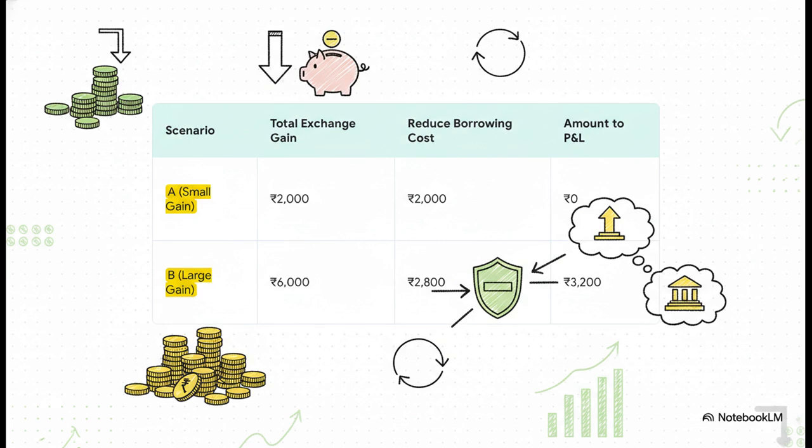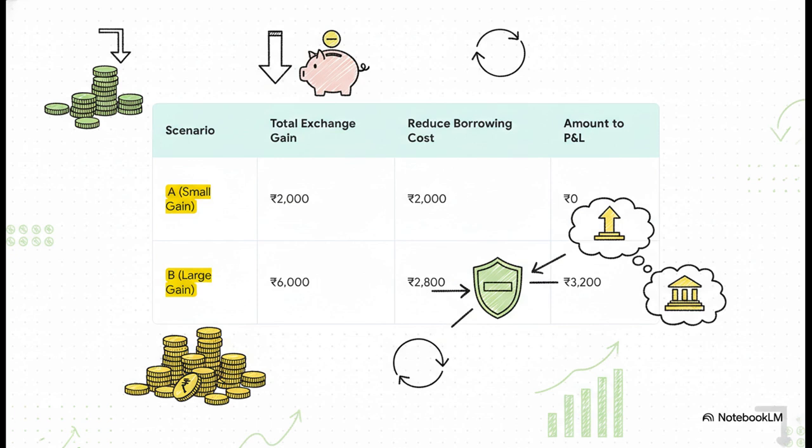But now look at scenario B. Here, the gain is a massive 6,000 rupees. The rule says you can only reverse what you previously added. So the adjustment is capped at that original 2,800 rupees. And the extra 3,200, that gets booked as a normal gain.